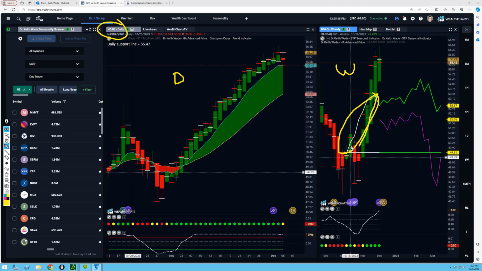But what happens, folks, is once we have that seasonal kick in, it'll show up on my scanner as an opportunity. Then the scanner will show me when it triggers. And this is my Laguerre seasonal trigger that I like to use right here. That would have been my entry, and it all shows up on my scan.